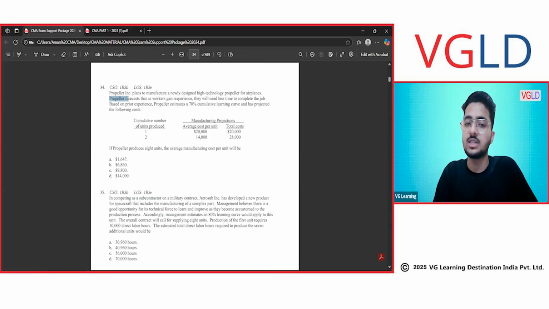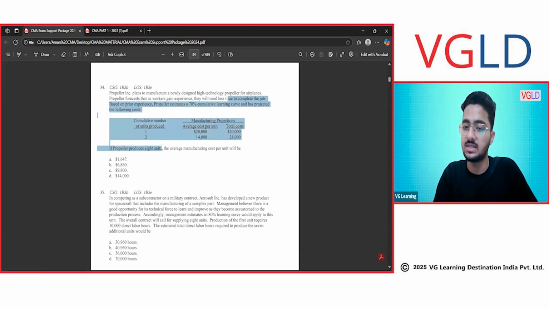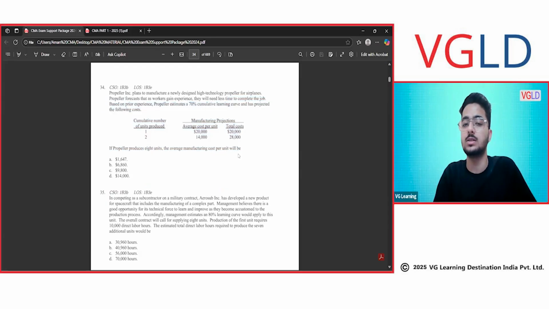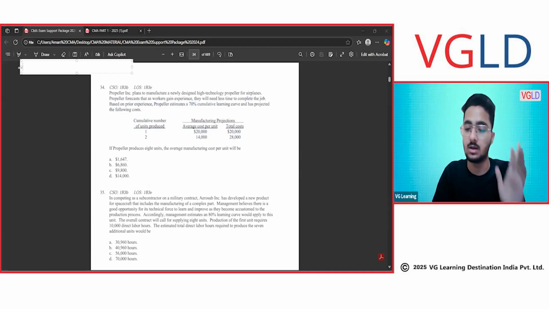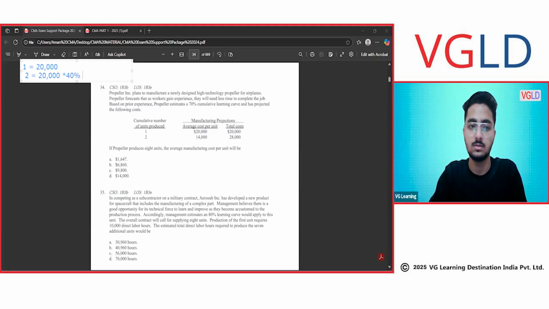A propeller corporation plans to manufacture a newly designed high-tech propeller for airplanes. Same question, 70% is the learning curve given. If the propeller company produces 8 units, the average manufacturing cost per unit is very simple. Now they are asking average. When asking average, use the average method. First unit, 20,000. 2 units, 20,000, 70%, that is 14,000. 4 units, 14,000, 70%.